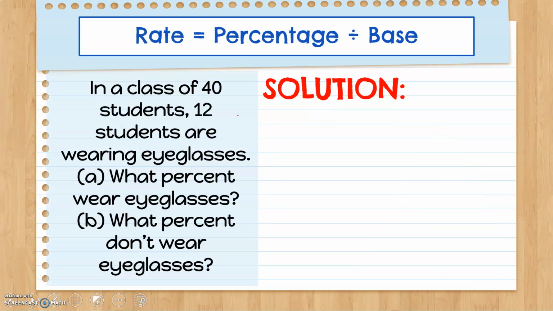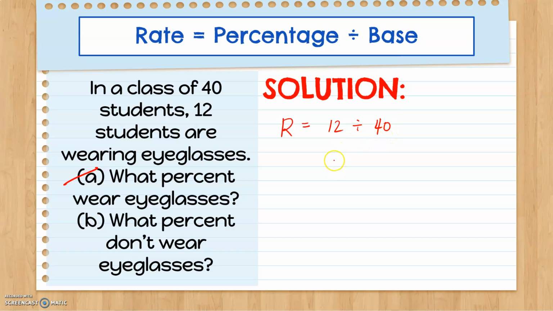Now let's go back to the problem. Again, let us first find what percent of the class wear eyeglasses because the information given to us is the number of students wearing eyeglasses. Now let's use the formula. R is equal to percentage divided by base. 12 is our percentage and our base is 40. Take note it's 12 divided by 40. You cannot interchange the two because that will give you a different, incorrect answer. So again, it should be percentage, that's 12, divided by the base, which is 40.